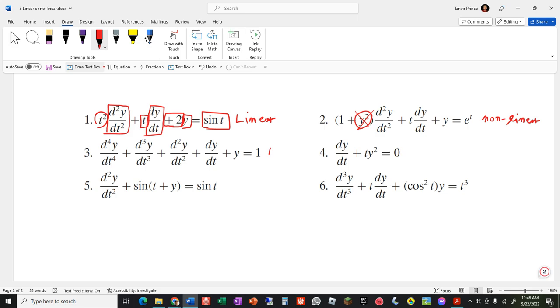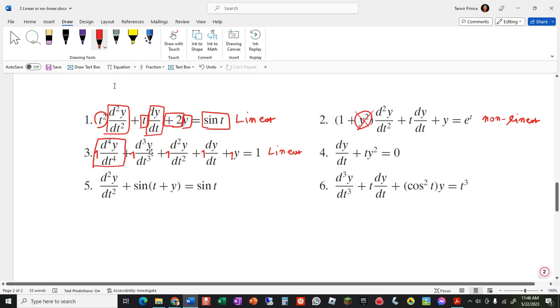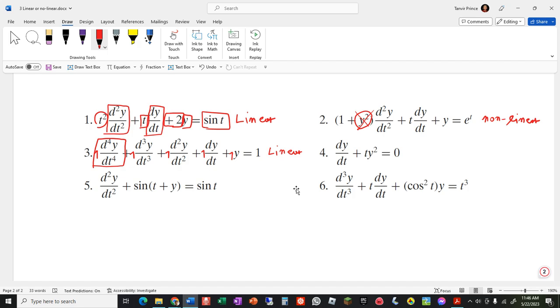Number 3 is linear. Just like example 1, you have some function of t times the fourth derivative. In this case, that function is 1, the coefficient. You can see it satisfies the definition of linear. You have some function of t times the fourth derivative plus some function of t times the third derivative plus some function of t times the second derivative, and so on and so forth. Let's look at number 4. Y square again is not allowed, so that's nonlinear.